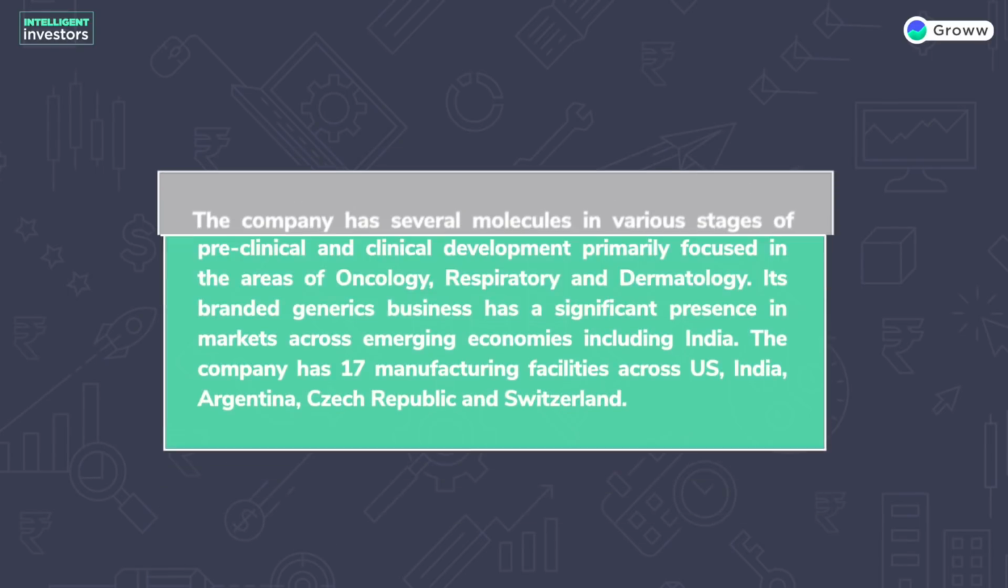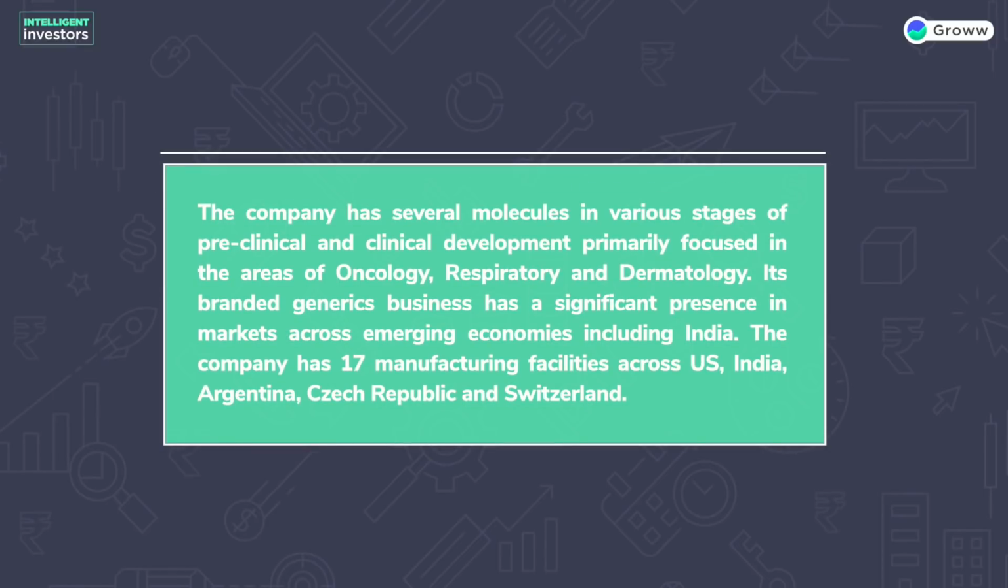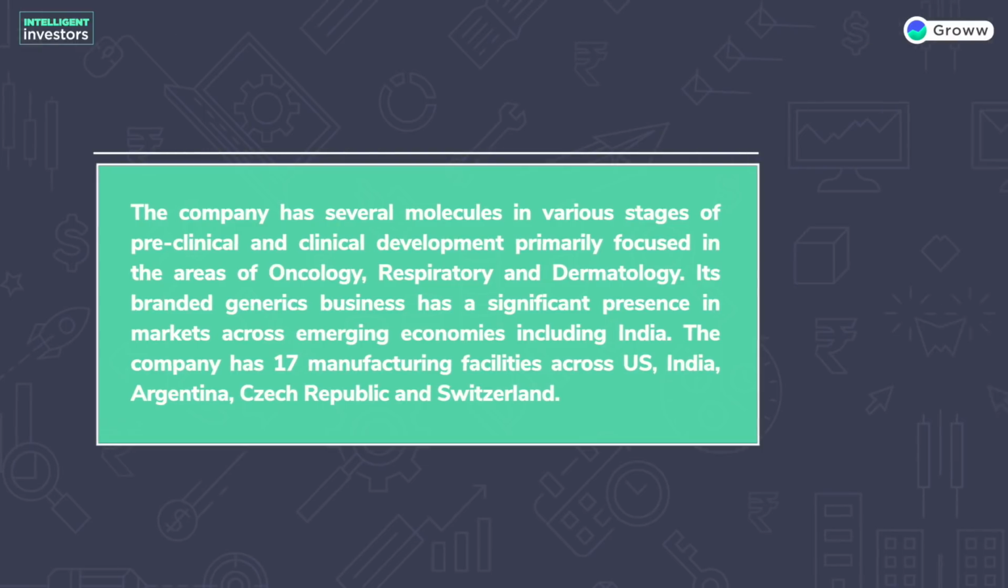They usually focus a lot on these 3 segments, which is oncology, dermatology, and respiratory. Okay, they have a significant presence in India and other emerging markets as well. And in total, the company has around 17 manufacturing facilities across US, India, Argentina, Czech Republic, and Switzerland. So they're obviously there in a lot of places.